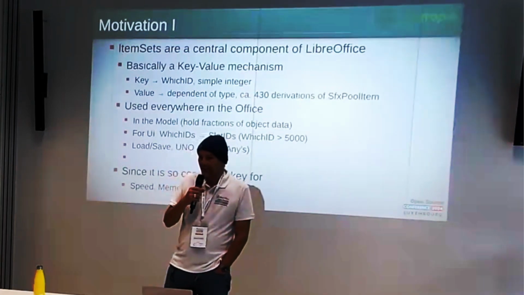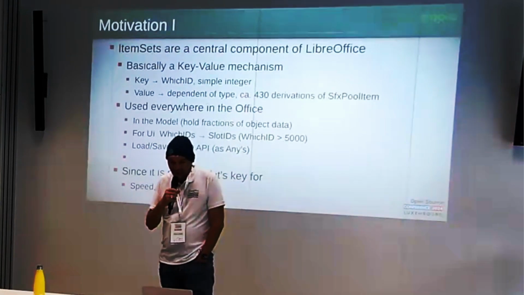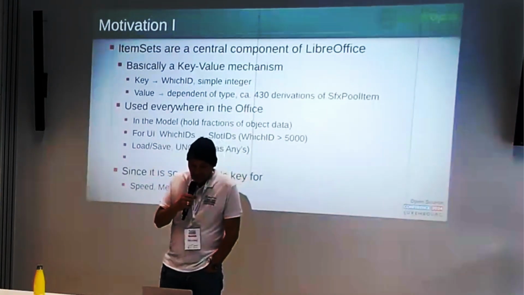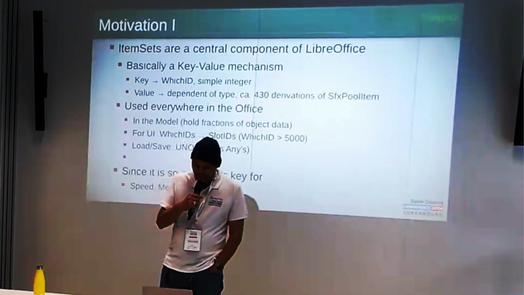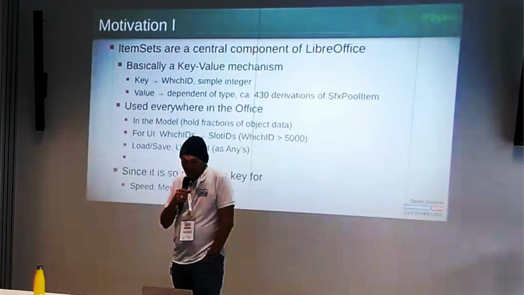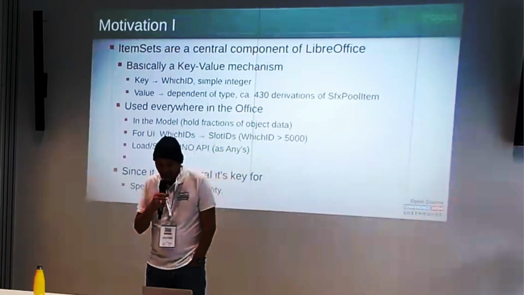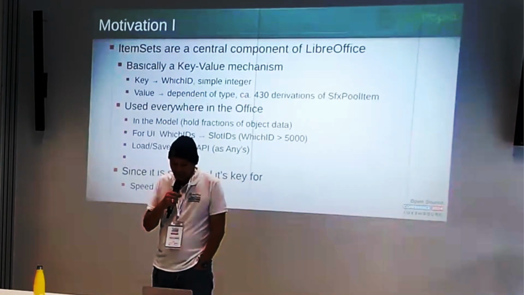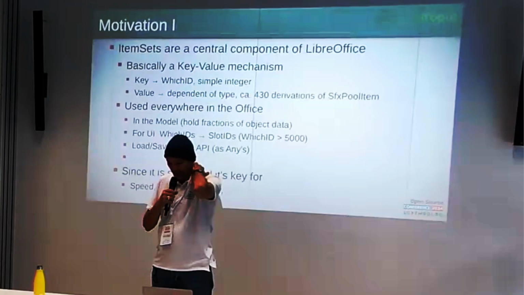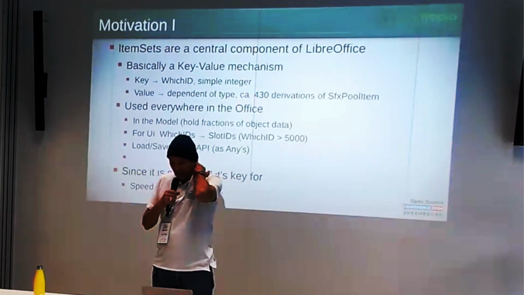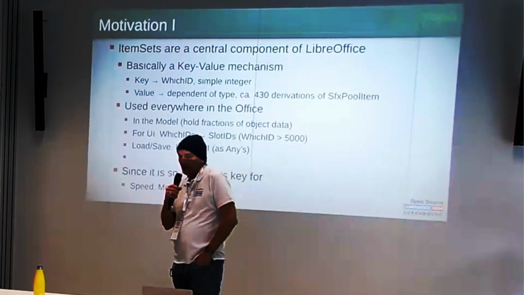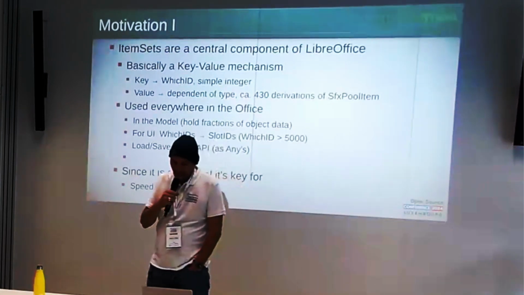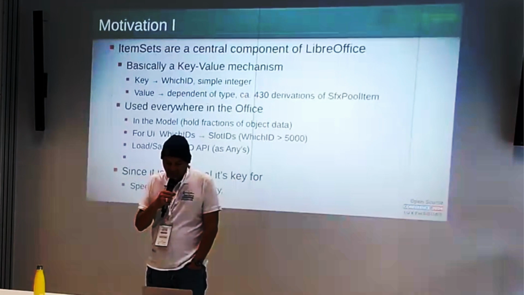Currently we have around 430 different item types derived, and they're used everywhere in the office, mostly in the model to hold fractions of object data, but also for UI using rich IDs, which is the same, using slot IDs, which is the same as a rich ID, just above 5,000. So just internal definitions from older times. It's also used for load save, and there's an adaptation to use it in the UNO API as Anys to easily access existing item sets and values in them.